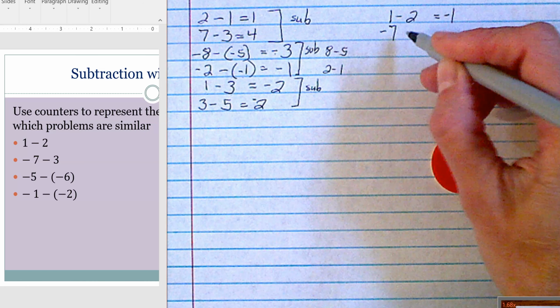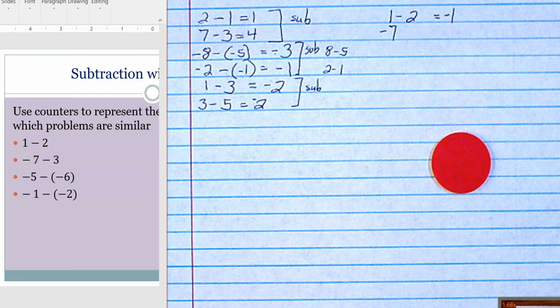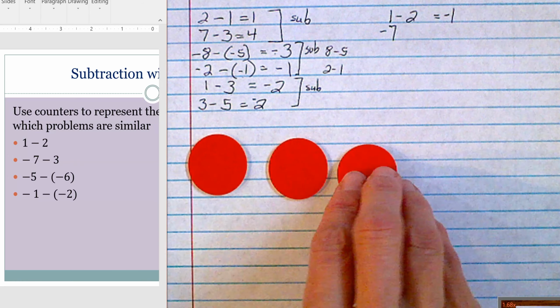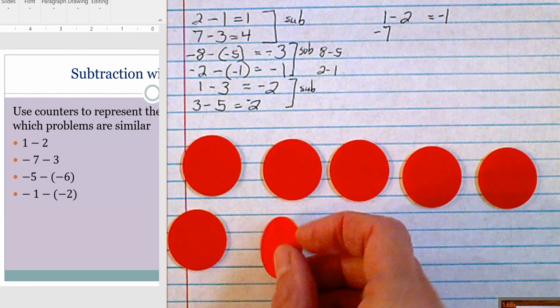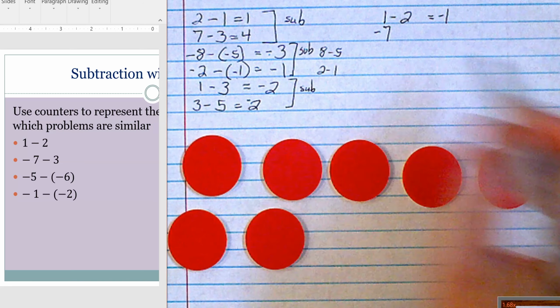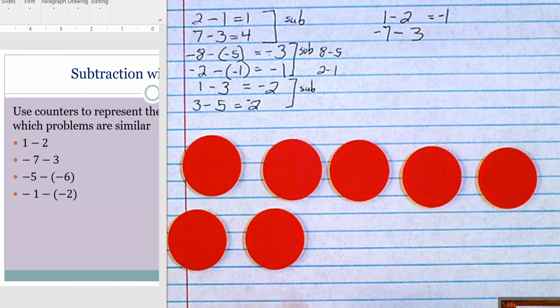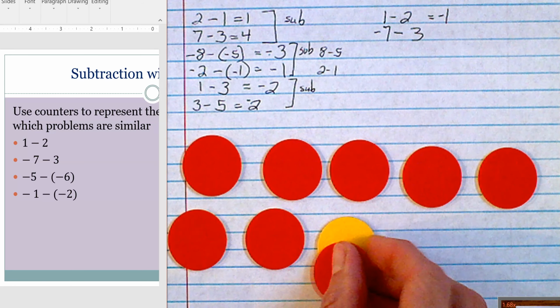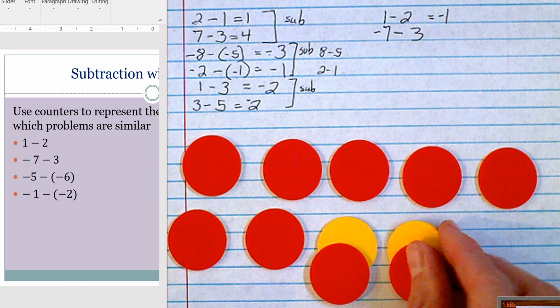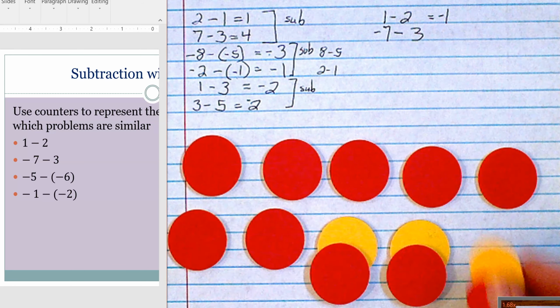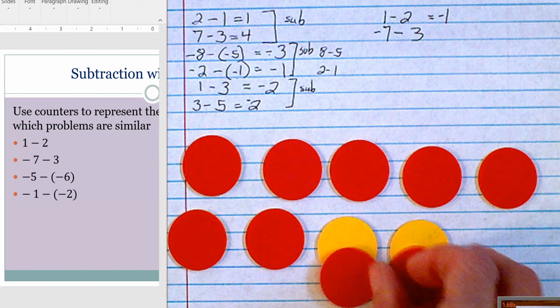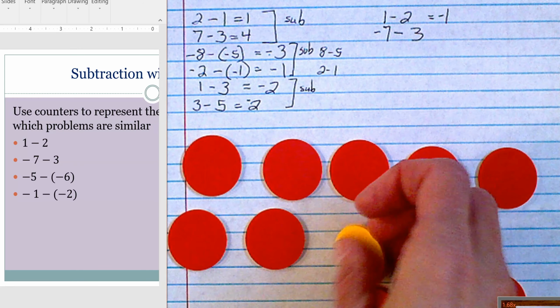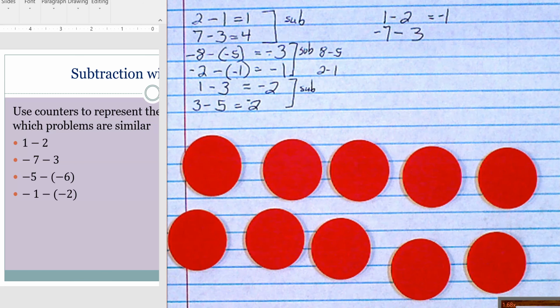This time I'll start with -7. I have -7, and I am to take away +3. I do not have 3 positives to take away though, which means I need to create 0 pairs. And in fact, I need to create 3 0 pairs so I can take away 3 positives. If I take away the positives out of this group, it leaves me with 3 additional negatives, for a total of 10 negatives.